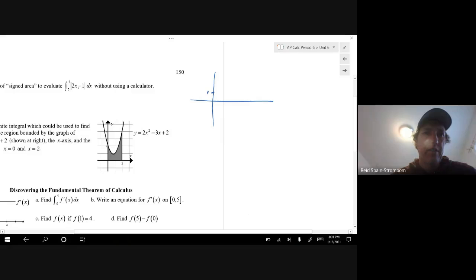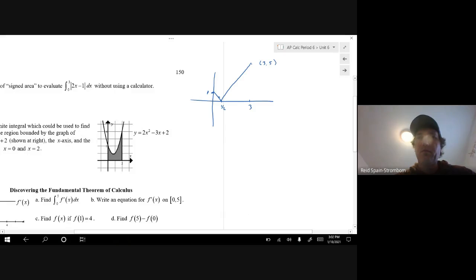At a half is where it ends up equaling 0. And then we know that at 3, if I plug this in, we end up with 6 minus 1 gives us 5. So at 3, we're up here at 5. And so this is our graph here.